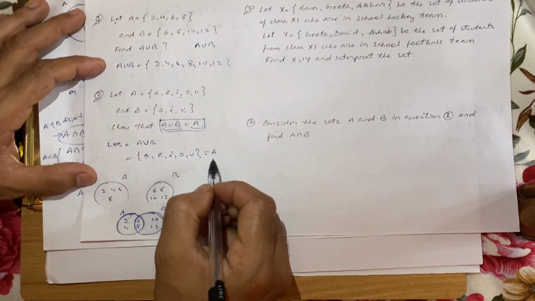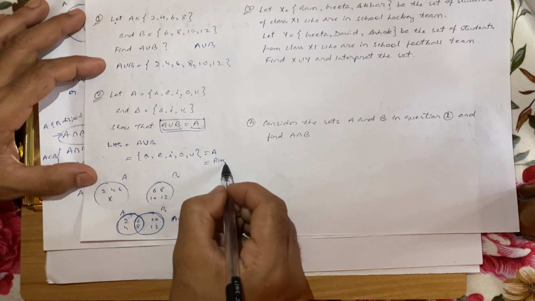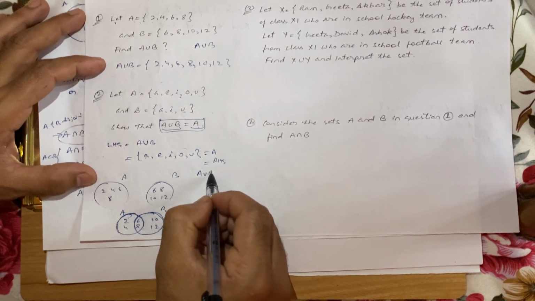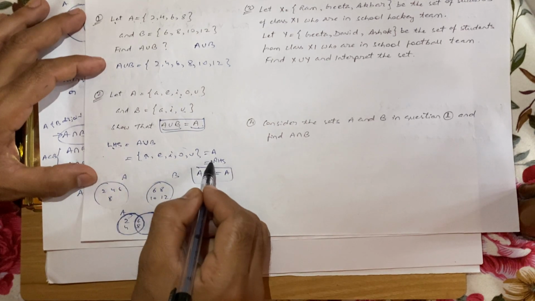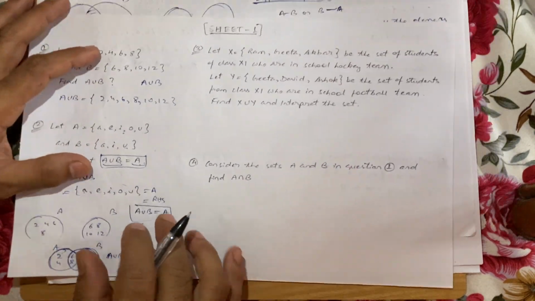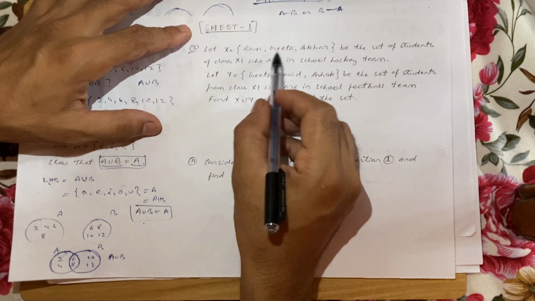The set A itself, which is the right hand side. So hence we prove that A union B is equal to A, since the left hand side is equal to the right hand side. Now the next question: let X equal to Ram, Geeta, Akbar.